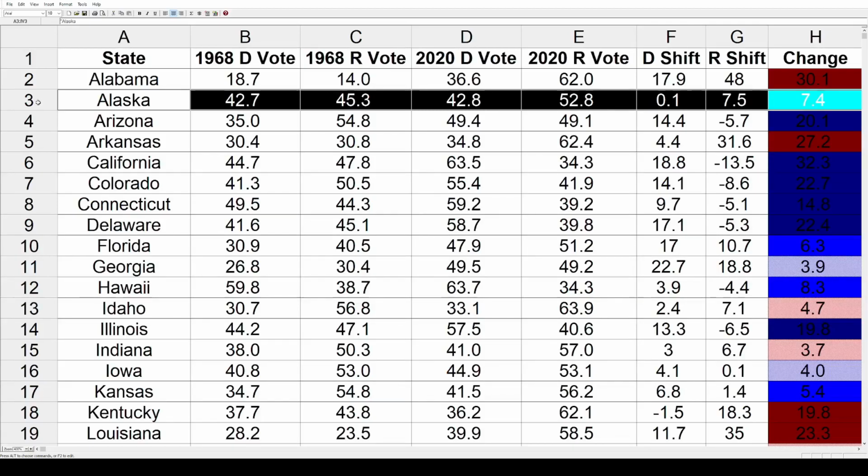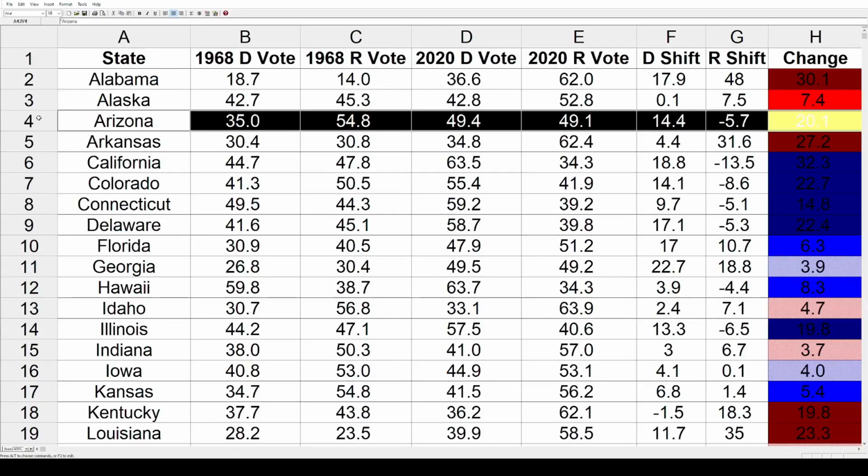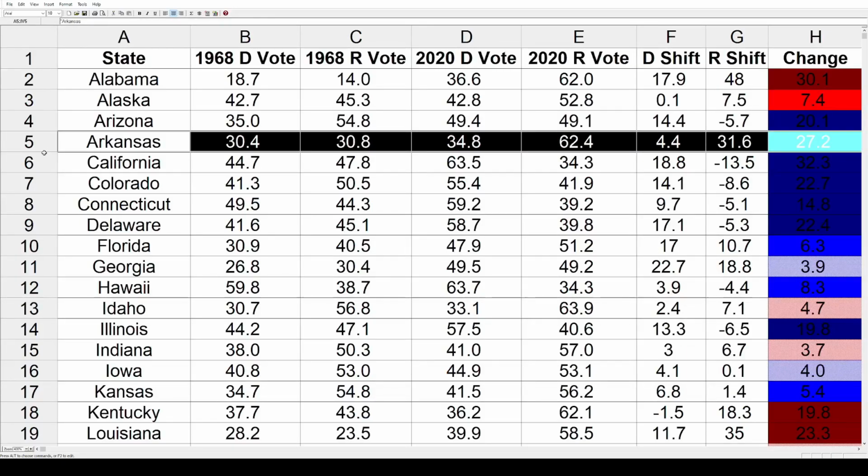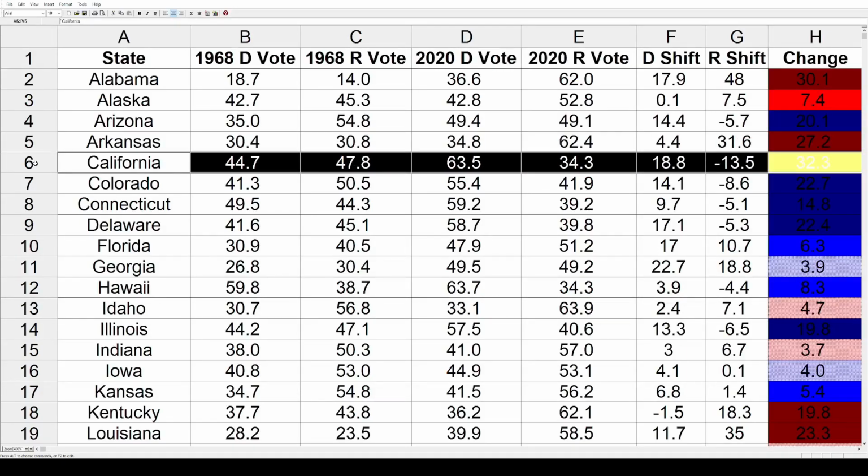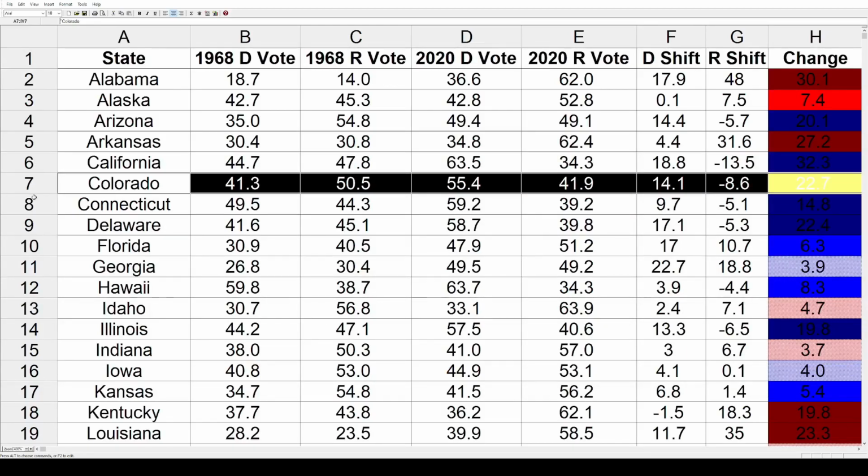Alaska, that shifted toward the GOP by 7.4. Arizona, that went hard toward the left by 20.1. Arkansas got a lot redder by 27.2. California, that shifted toward the Democrats by 32.3. Colorado as well by 22.7.